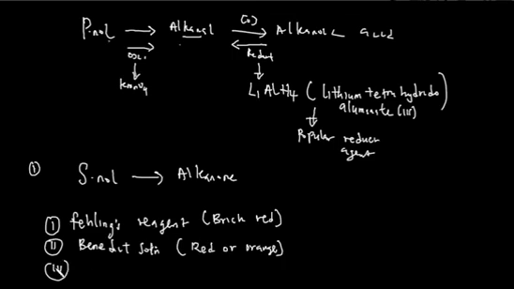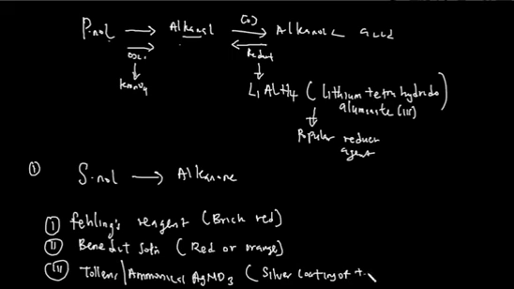Then the last one is Tollens' reagent. Tollens' reagent is what we refer to as ammoniacal silver nitrate, and it will give a silver coating of the test tube. Please, all these things are for positive reactions, that is, when oxidation occurs. Fehling's will give brick red. Benedict will give orange or red. Tollens' reagent will give a silver coating.